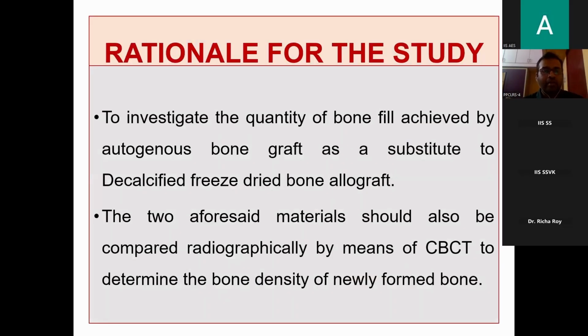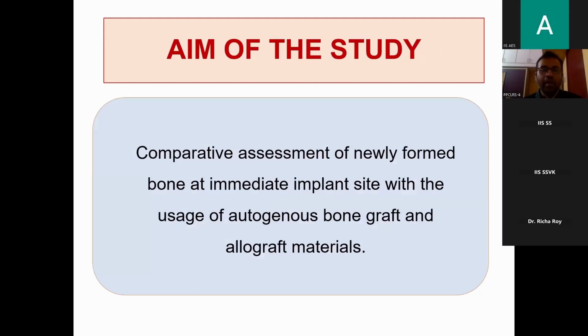Rationale for the study: to investigate the quantity of bone fill achieved by autogenous bone graft as a substitute to the decalcified freeze-dried bone allograft. The two aforesaid materials should also be compared radiographically by means of CBCT to determine the bone density of newly formed bone. The aim fixed for the study was a comparative assessment of newly formed bone at immediate implant sites with the usage of autogenous bone graft and allograft materials.